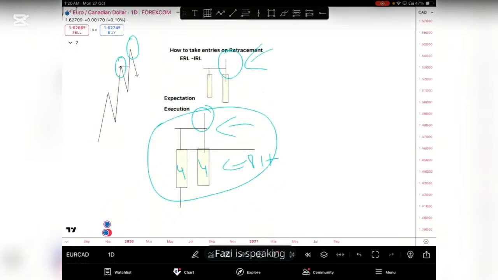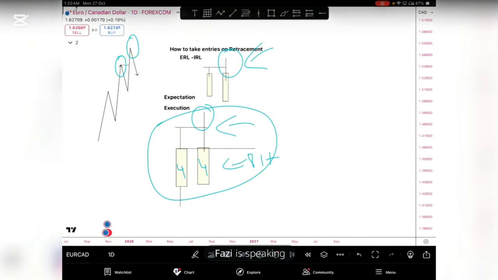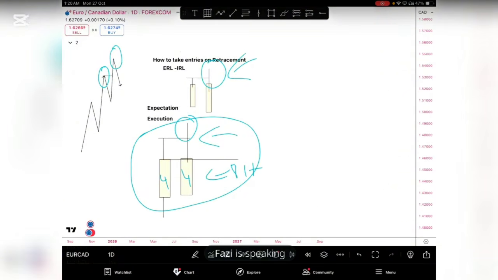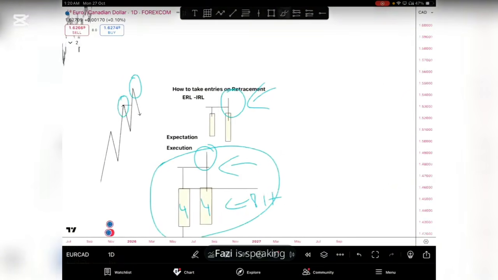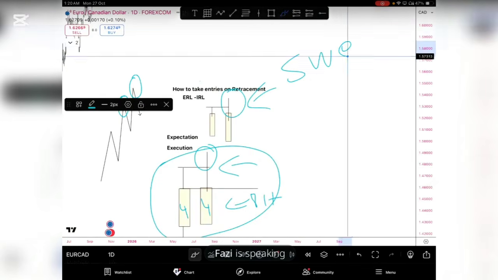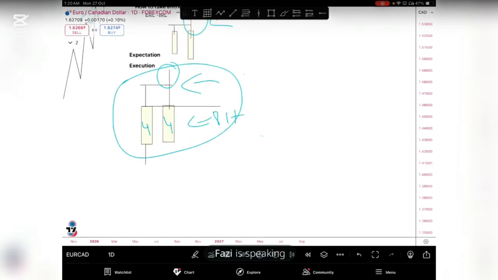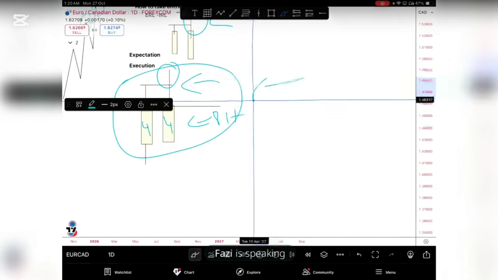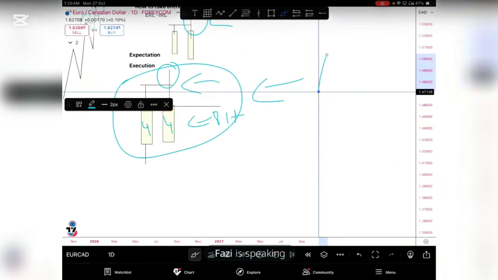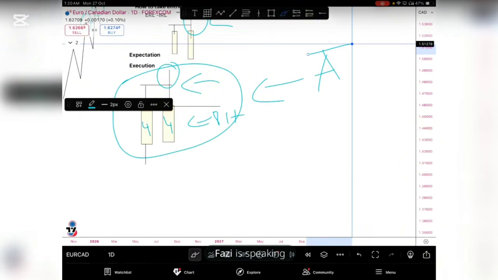For entries on retracement, we have two things to look for: expectation and execution. So what is expectation? Expectation is a sweep on the higher time frame here. What is execution? In execution, on H4 or H3 or H2, it needs to create this A-shaped key level. If it is created like this by a sweep, then we can look for entries. So this is one entry model.